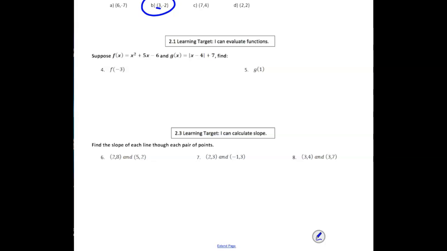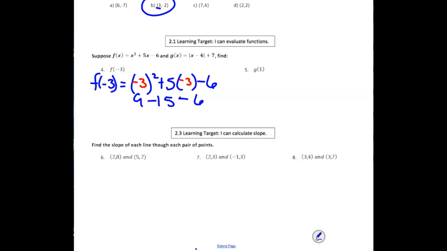Yes? So function f says something squared plus 5 times something minus 6. And they're asking us to dump in a negative 3. The parentheses I put in there are important because we are taking negative 3 and squaring it, which gives us 9. 5 times negative 3 would be negative 15, and then we're subtracting 6. What's 9 minus 15 minus 6? Negative 12. Okay, so f of negative 3 is negative 12.